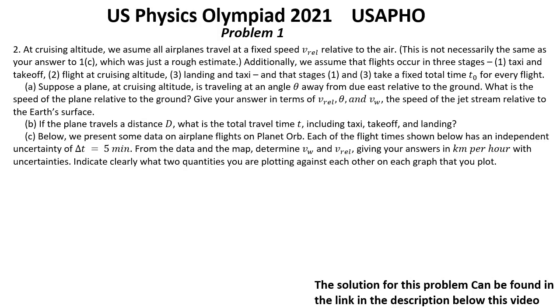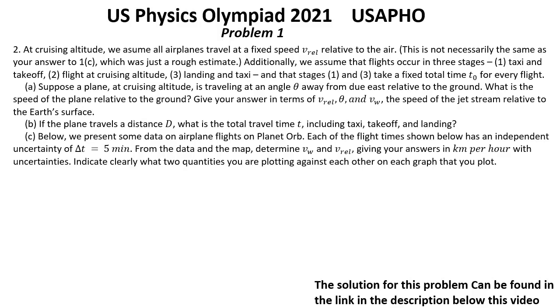Question A. Suppose a plane at a cruising altitude is traveling at an angle theta away from due east relative to the ground. What is the speed of the plane relative to the ground? Give your answer in terms of v-rel, theta, and v_w, the speed of the jet stream relative to the Earth's surface. Question B. If the plane travels a distance d, what is the total travel time t, including taxi, takeoff, and landing?